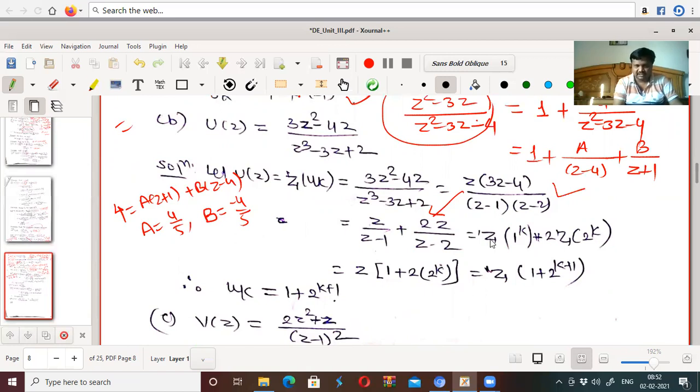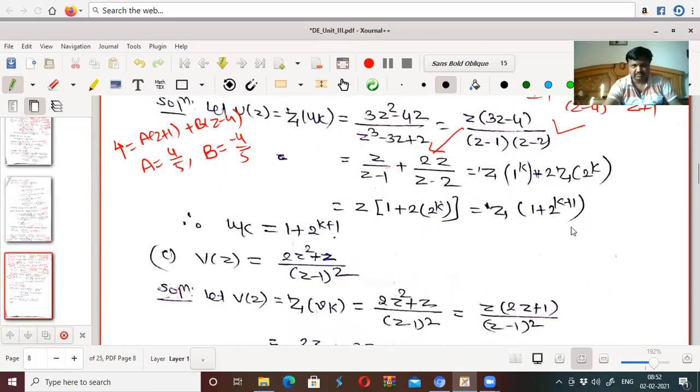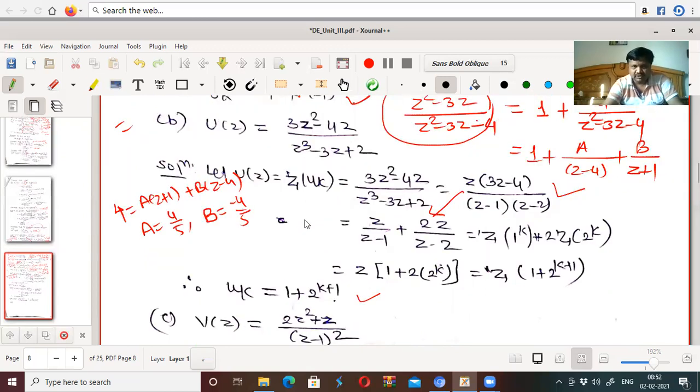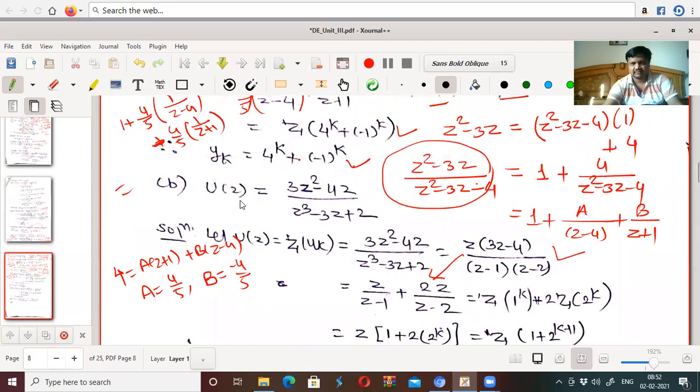And therefore that can be written, by using the linearity property, as the Z transform of 1 to the power k plus 2 to the power k plus 1. 2 into 2 to the power k means what? 2 to the power k plus 1. And therefore uk equals 1 plus 2 to the power k plus 1. Okay. So you can obtain the sequence if we know the Z transform.